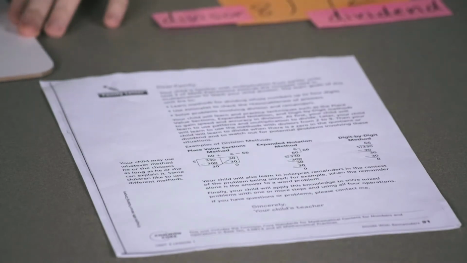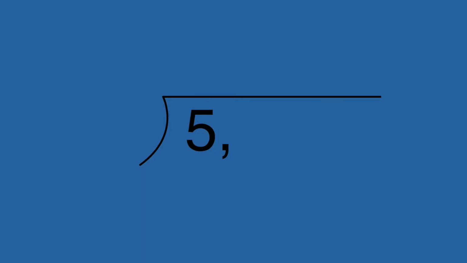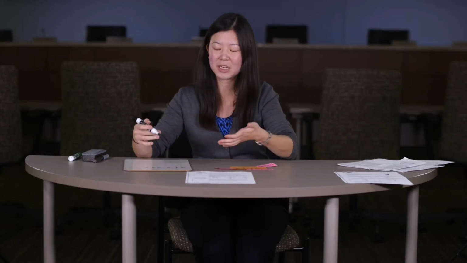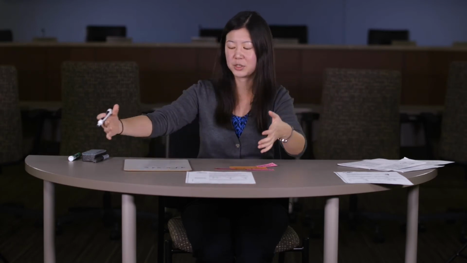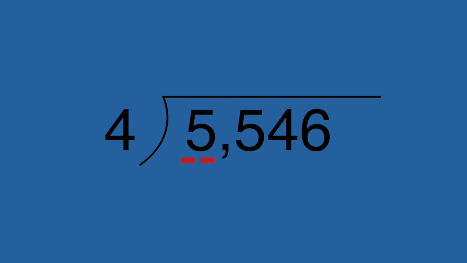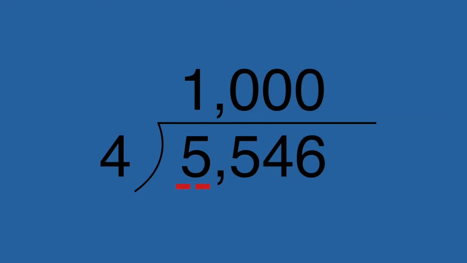So for example, if we were dividing 5,546 divided by 4, I always try to add context to any division problem to help the students see that they're dividing this larger number and putting it into groups. So 5,546 puppies divided into 4 different stores. And so we start with the largest place value in our dividend, which is the thousands. So 5 thousands divided into 4 groups. Each of those stores can get 1,000 puppies.